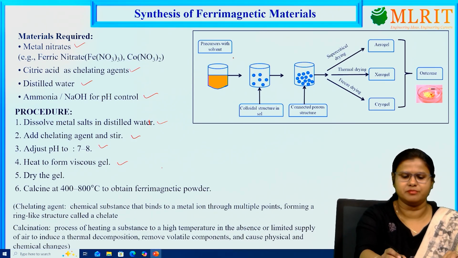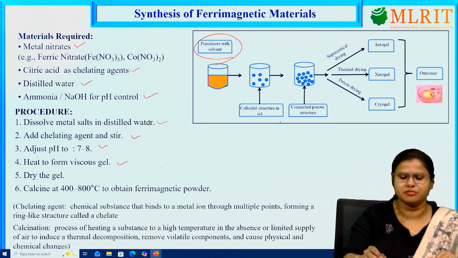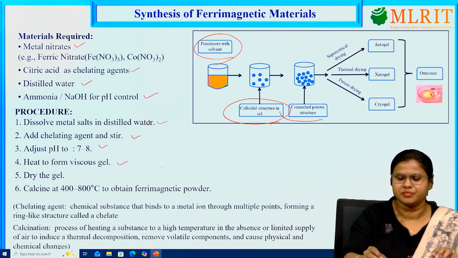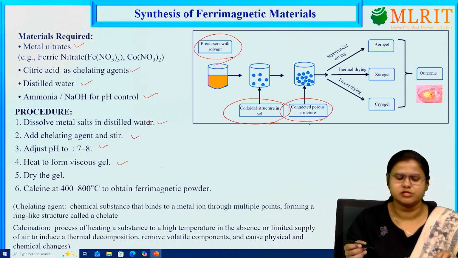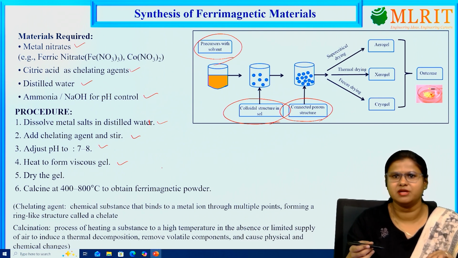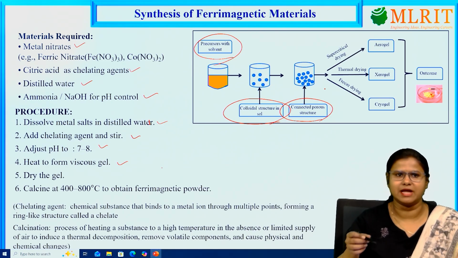Here we add the precursors with the solvent. Then we get a colloidal structure in solution, which will be connected in a porous structure. So whenever we form the gel, it has a gel-like structure. Then after that we do a drying process.